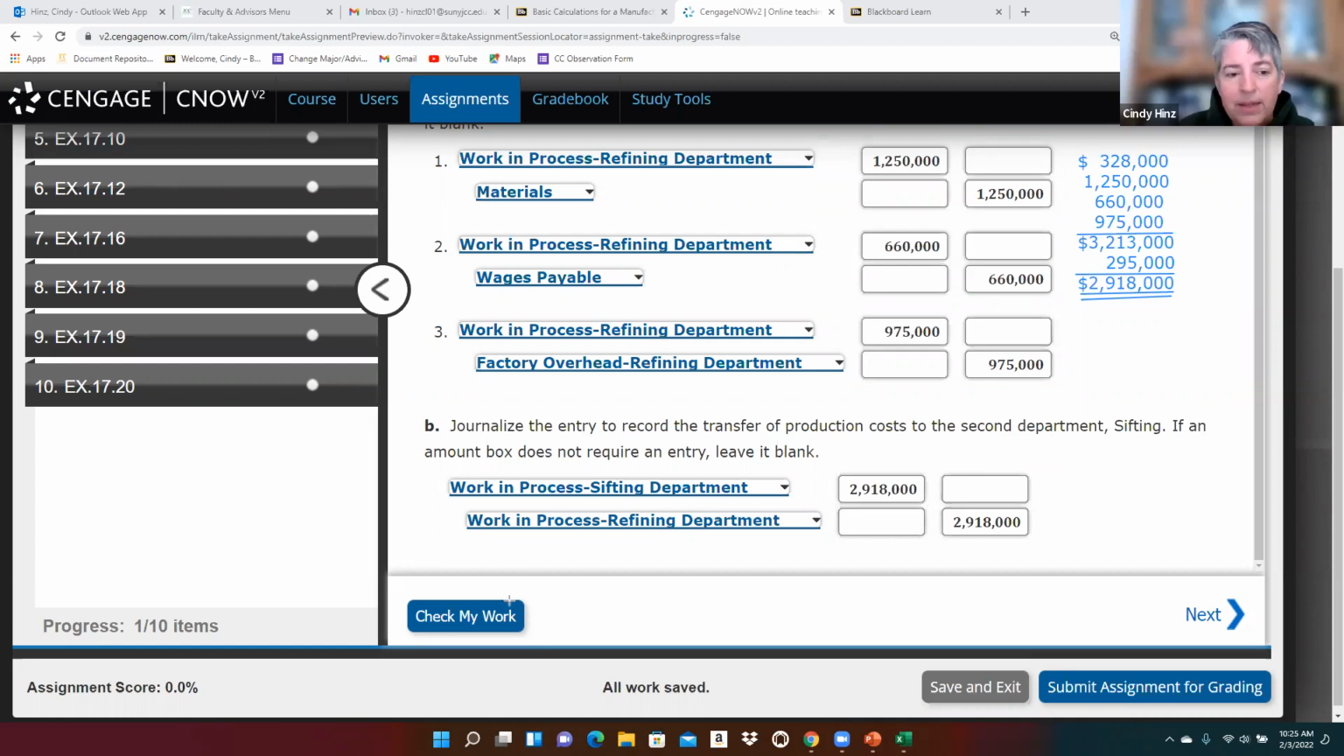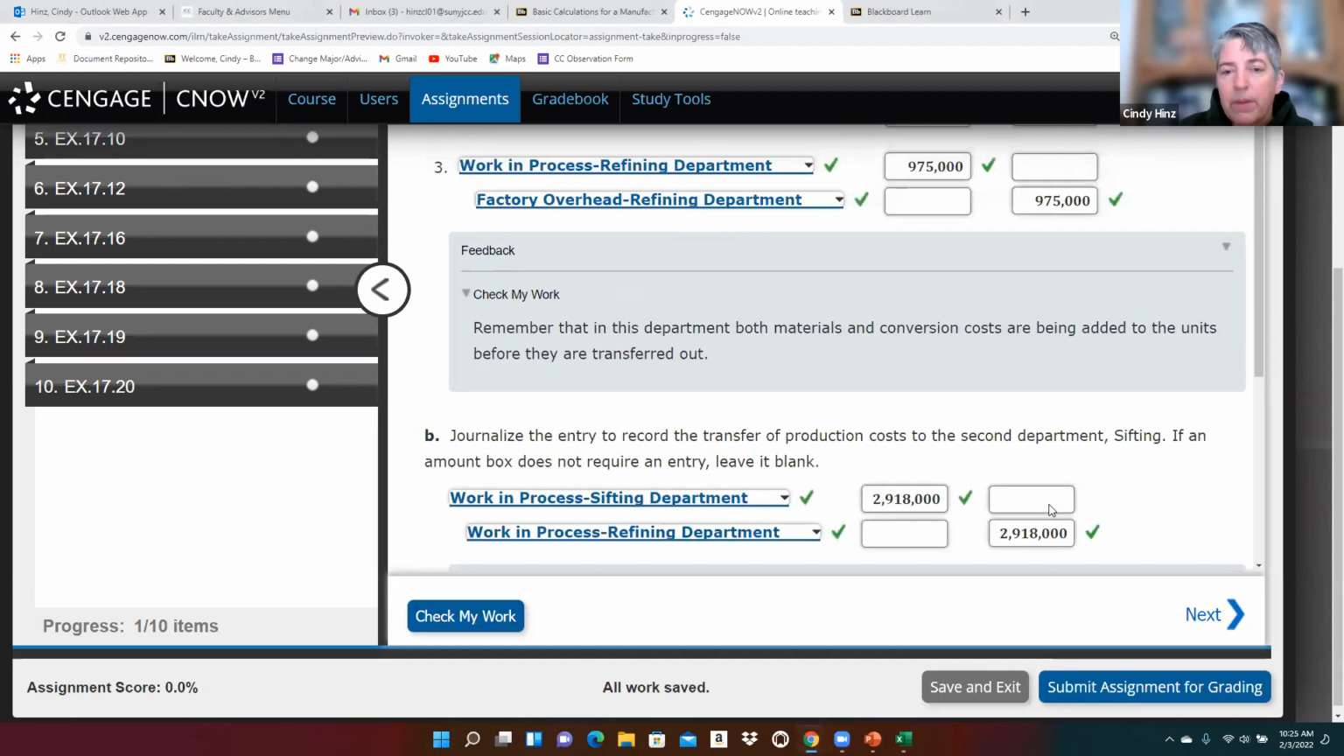Any other questions on this exercise? Again, as always, you can go ahead and click the check my work button to get your green check marks in there. And there it goes. So I also wanted to point out, because I had someone ask about this in my other class yesterday.